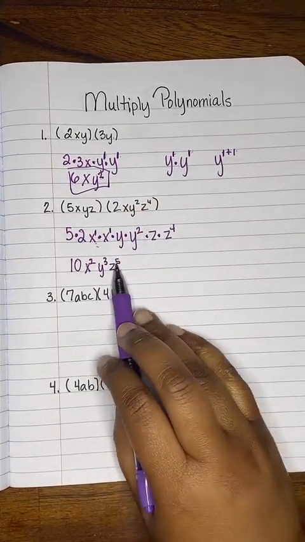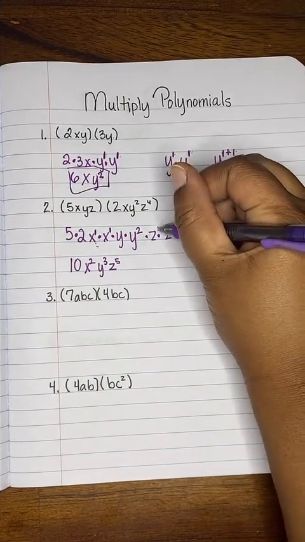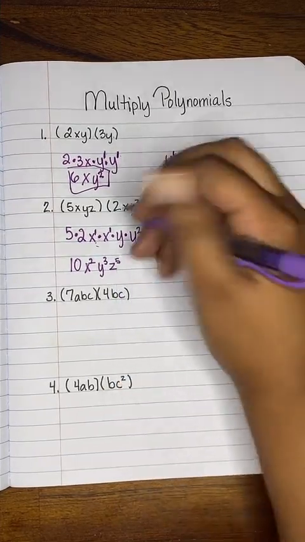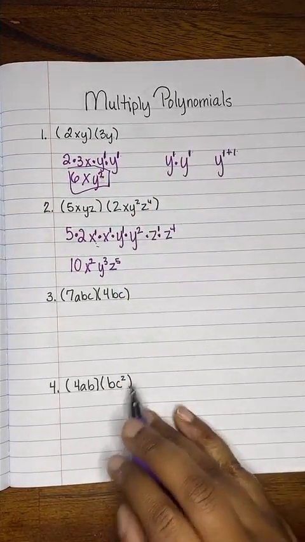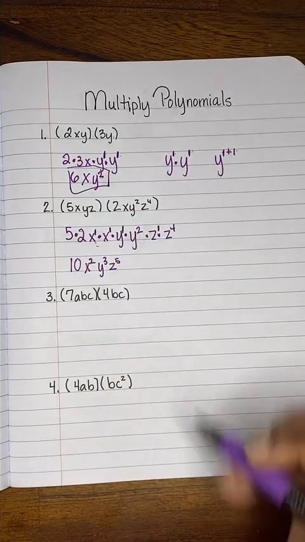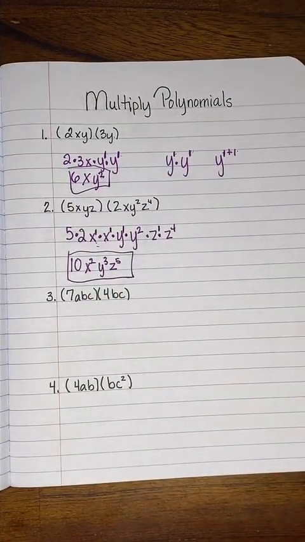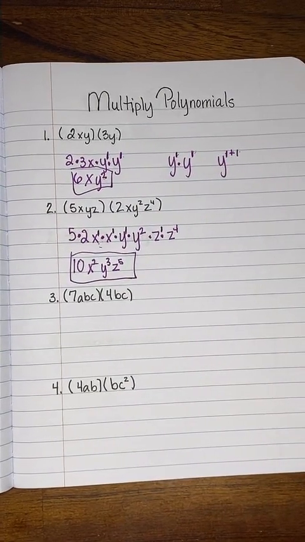Now let me explain this z to the 5th. Remember, there's an imaginary 1 up here. 1 plus 4 gives us 5. Remember, there's an imaginary 1 up here. 1 plus 2 gives us a 3. And this is our beautiful answer. That's all we can do. Great, you guys. Good. Well, thank you.